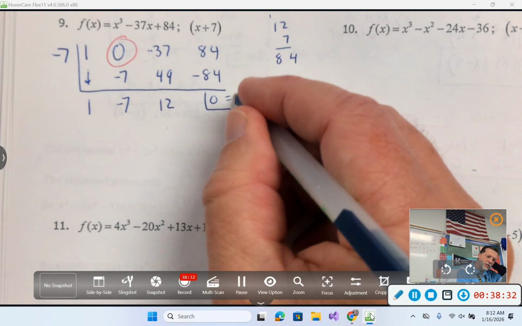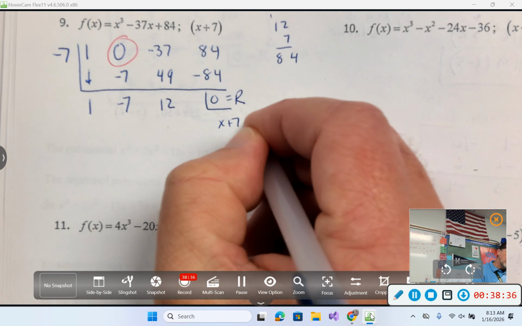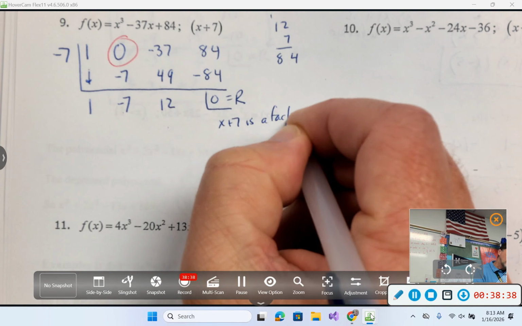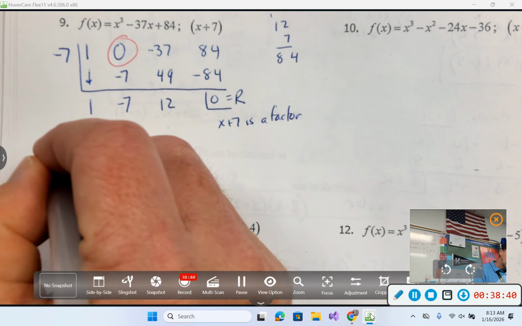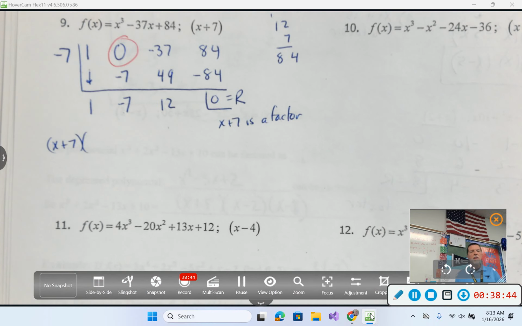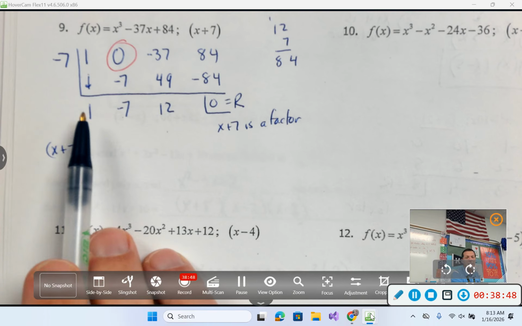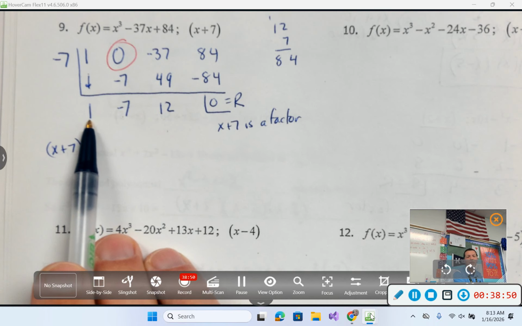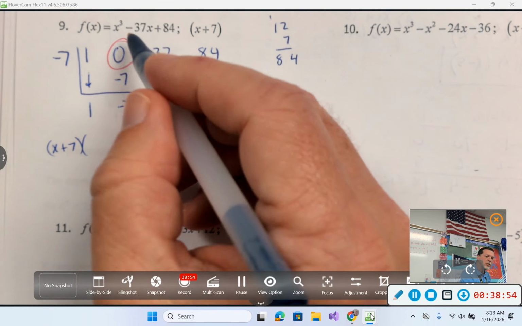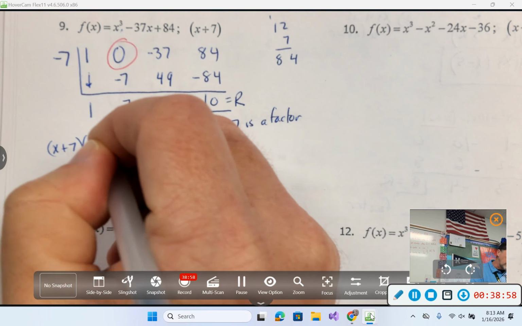My remainder is 0. What does that tell me about x plus 7? Which is a factor. X plus 7 is a factor. So x plus 7 times, what's the first term? I'm trying to figure out how to say it. X squared. Because we started with x cubed, we depressed it by 1, so now we're at x squared.